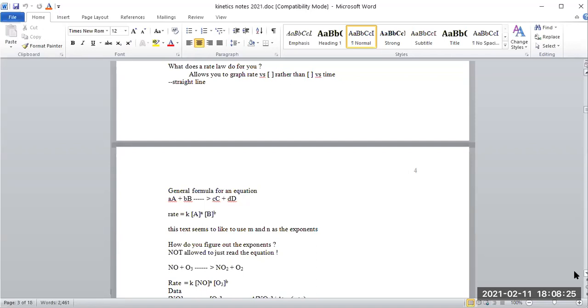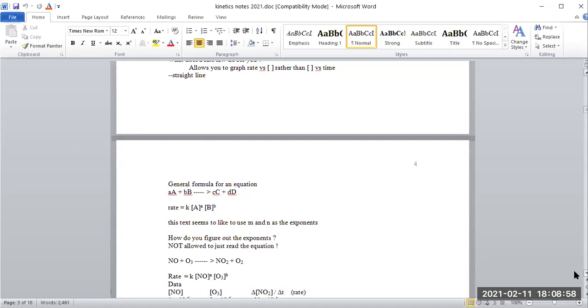So how do you figure this out? Also note, I had C's and D's. What happened to them? They don't get used for kinetics. They'll get used when we get to equilibrium. But for kinetics problems, you're really only paying attention to the reactant side. So how do you figure out your exponents?